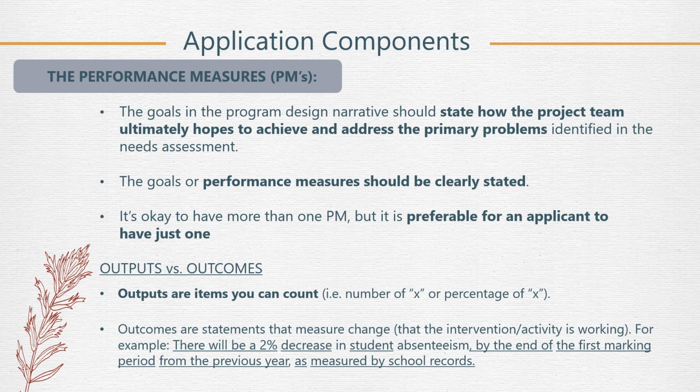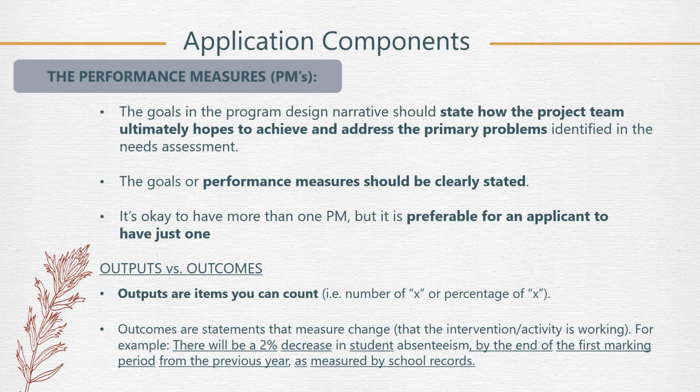Down here at the bottom, there's a note on output versus outcome, just as a brief reminder, and I would encourage you to write this somewhere. This is something that can be incredibly confusing, but outputs are the items that you can actually count. So these are the quantitative things, right? Like the number of blank, the percentage of blank. The outcomes are the statements that measure that change that the activity is working on.